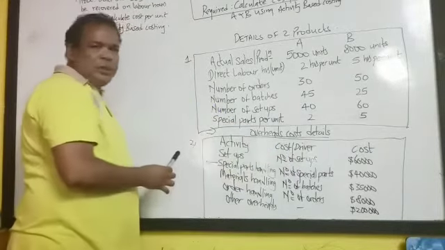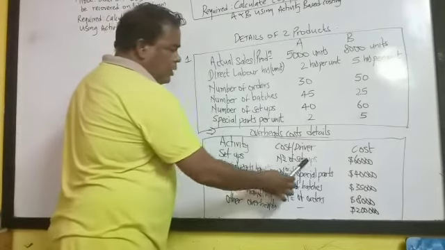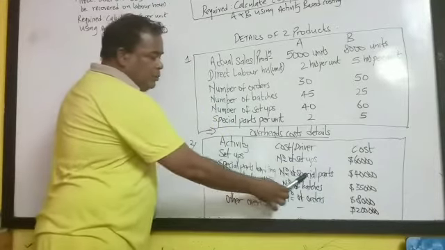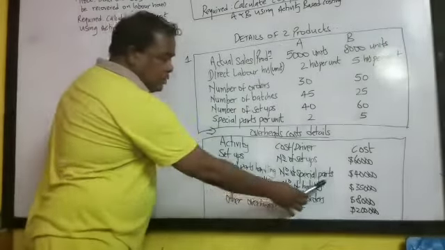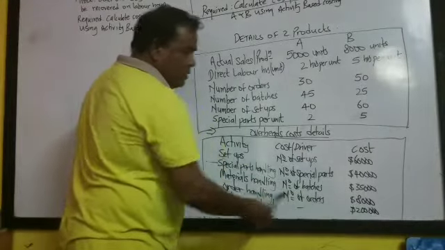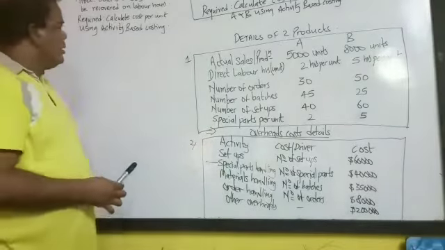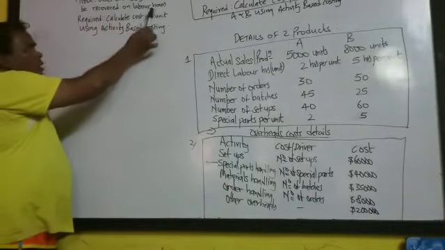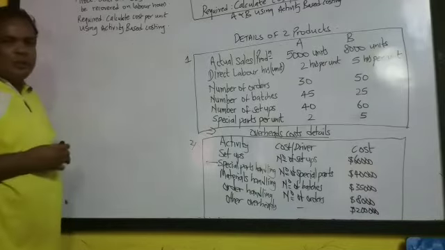Overhead cost details were given. Activity, setups, cost driver, number of setups, 60,000. Special part handling, number of special parts, 40,000. Material handling, number of batches, 35,000. Order handling, number of orders, 8,000. Other overheads, 200,000. Note, other overheads would be recovered on labor hours required. Calculate cost per unit using activity-based costing.